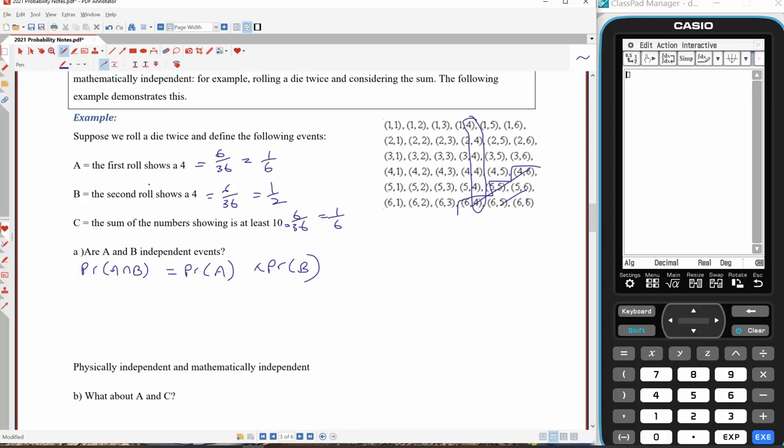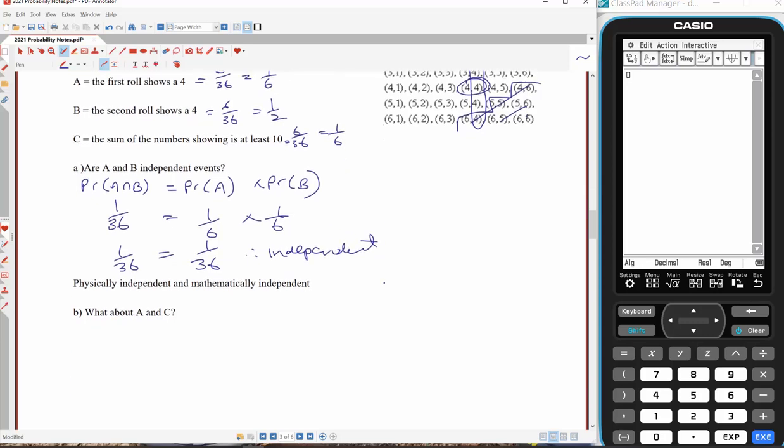But let's just mathematically see whether this is the case. Right, the A and B, so a 4 and a 4, that's this event here, and there's a 1 in 36 chance of that happening. Probability of A times the probability of B. So these events are independent, which we knew.